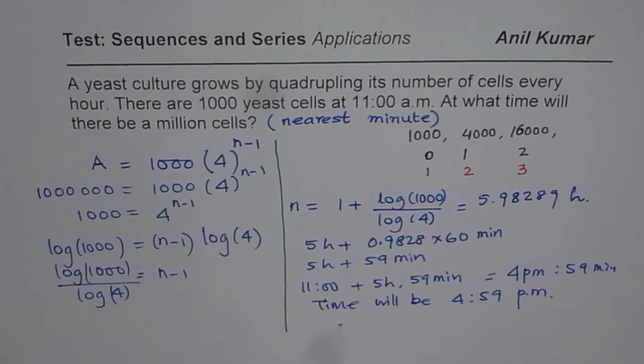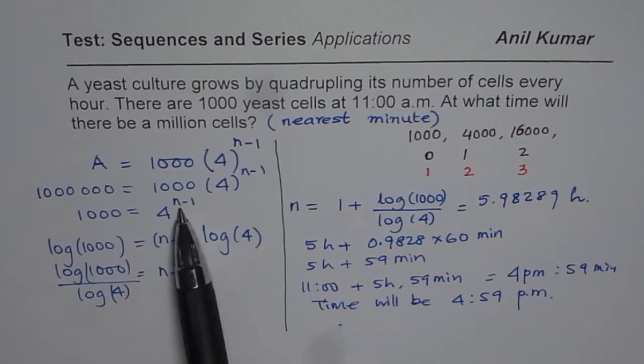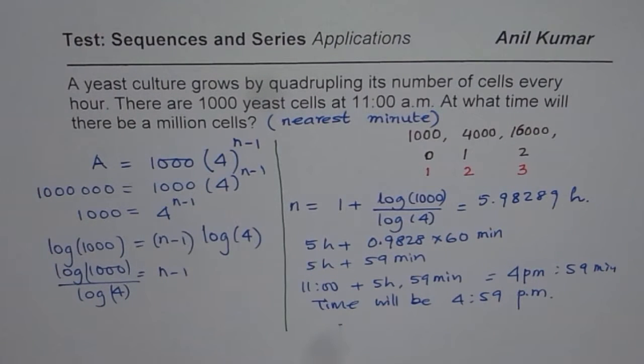So I hope that helps. Look into this question carefully. It seems to be an easy question, very common in any test paper, but it is not so easy. One thing is how to find n very accurately. Here we cannot do the guess and check method. We need to apply logarithms and find the answer. Second, we need to convert to minutes and then find the exact answer to the nearest minute.